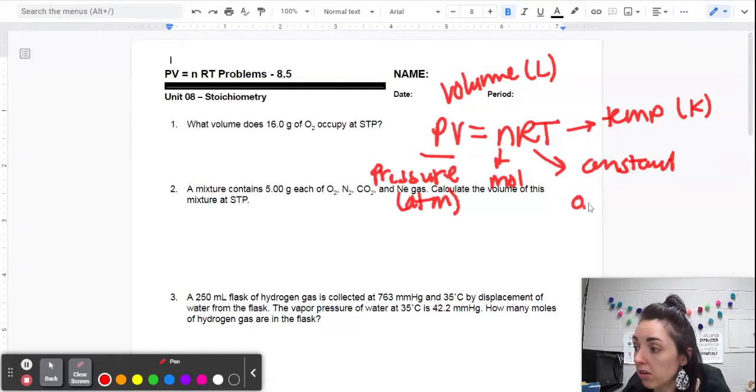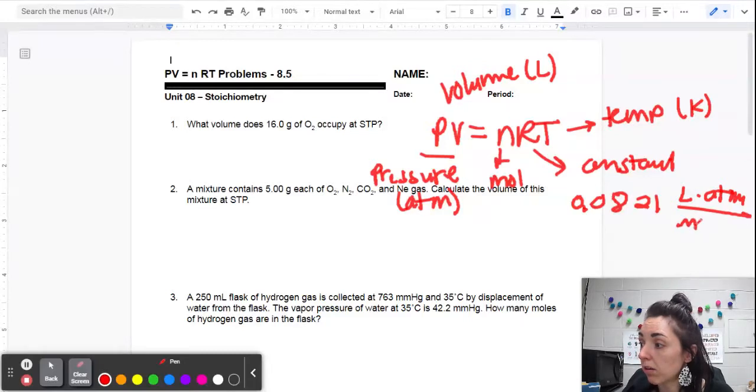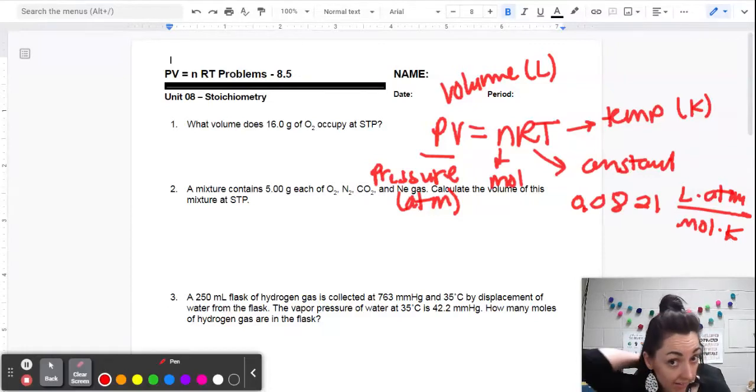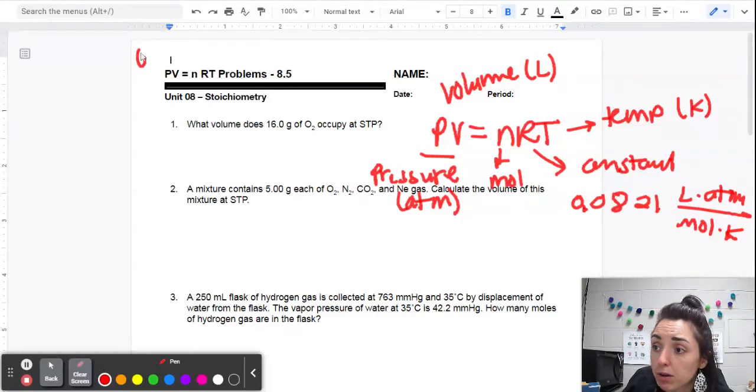And it's always 0.0821. And it's got to include all these units. Liter atmospheres over mole Kelvin. So whenever we use PV = nRT, we have to use liters, atmospheres, moles, and Kelvin. Otherwise, it's not going to work because of that 0.0821. So I'm going to write that 0.0821 up here because I'm going to erase the rest. And that way we have it to reference.